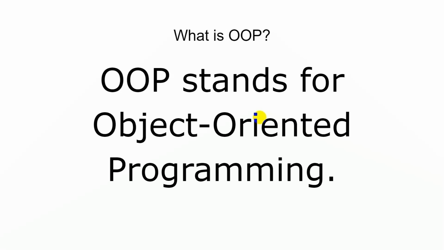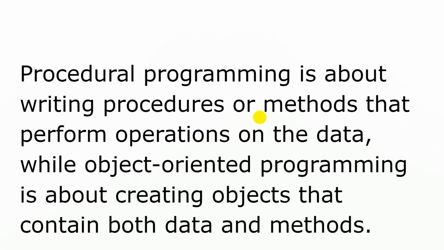What is Java OOP? There are procedural programming programs and object-oriented programs. Well, the difference is procedural programs are about writing procedures or methods that perform operations on data, whereas object-oriented programming is about creating objects that contain both data and methods.